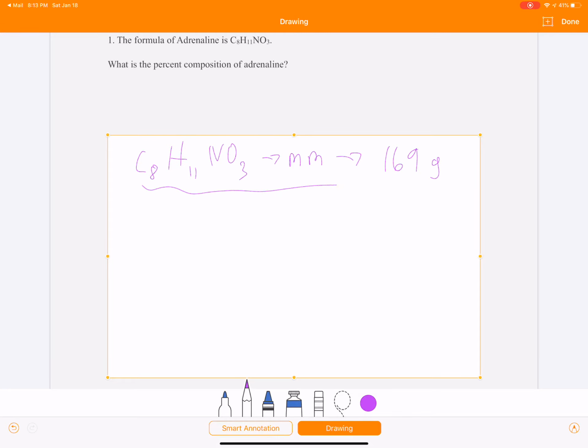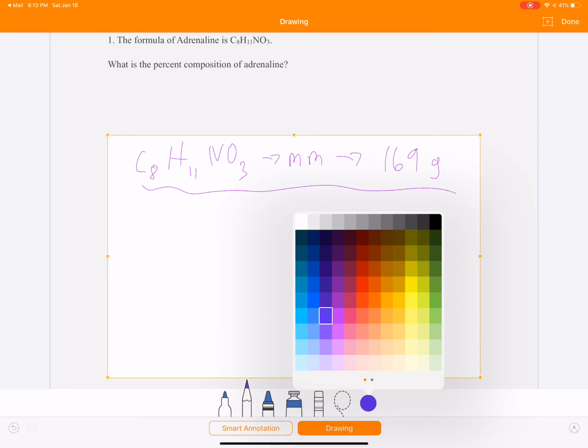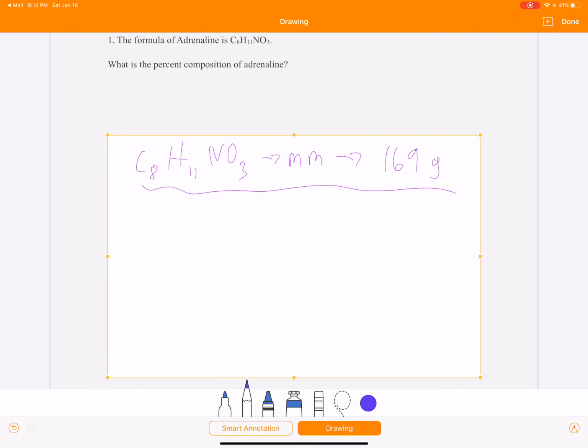So now when we want to find the percent composition, we want to find out how much each element contributes to that total mass. To find the percent carbon, you would take the moles of carbon that you have, 8 moles, times its weight, and divide it by the total weight of the compound, 169 grams, and multiply by 100 to find the percent. So you find that to be 56.8% carbon.